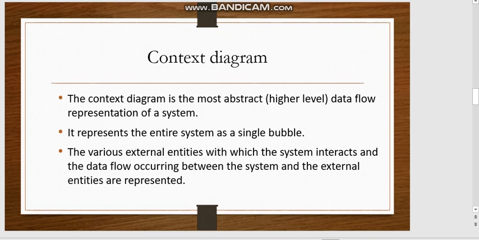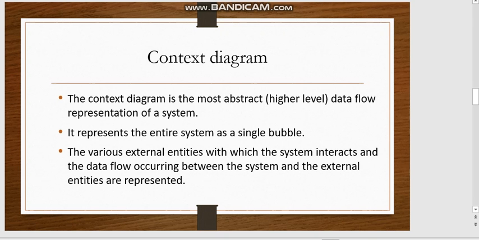Now let's come to the context diagram. The context diagram is the most abstract data flow representation of a system. The context diagram represents the overall software. In order to represent the context diagram, we make use of a single bubble only.